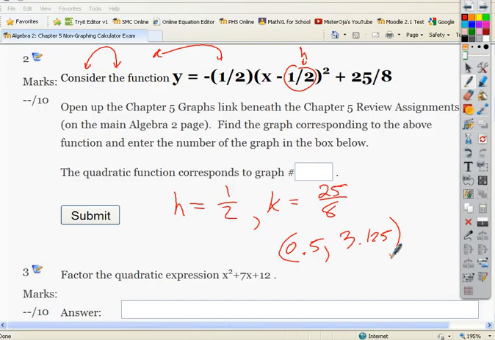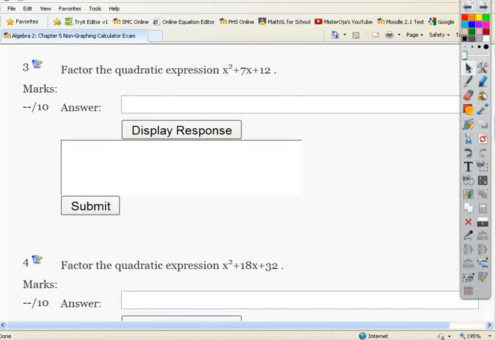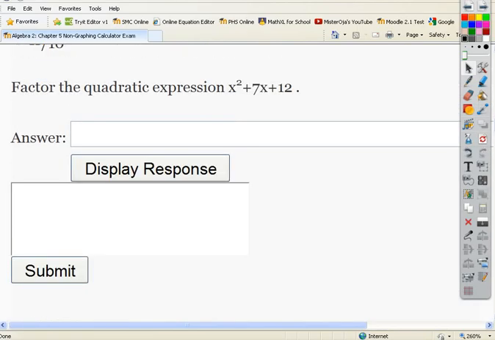Okay, factor. Now this is one that factors easily because I've got a 1 in front of the x squared. So what's that going to factor into? I got to put x's there, right? What are my magic numbers that multiply to 12 and add to 7? 4 and 3. There you go. So we would just enter down here x plus 4 times x plus 3.